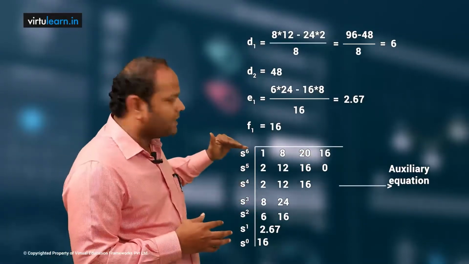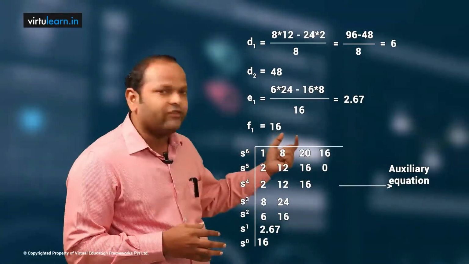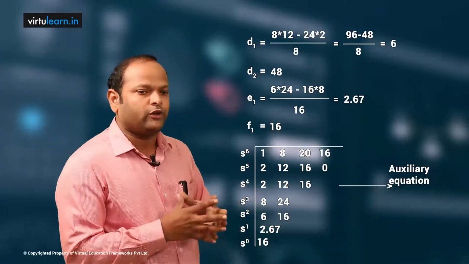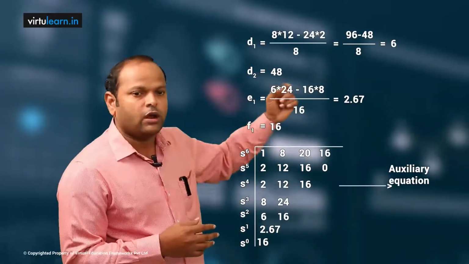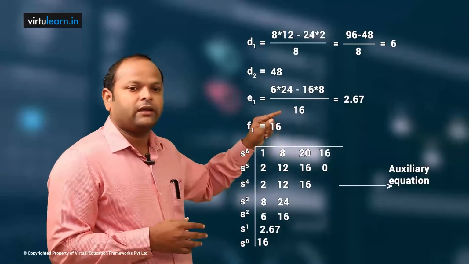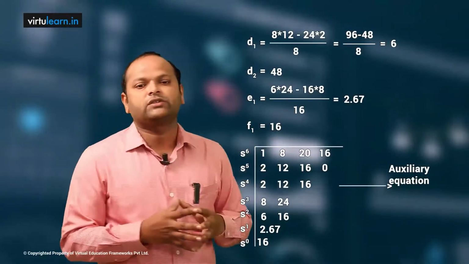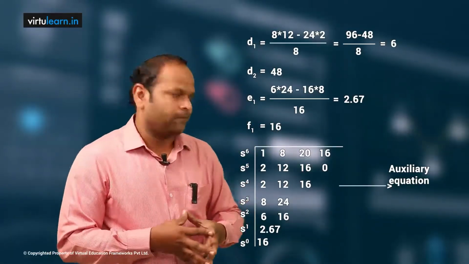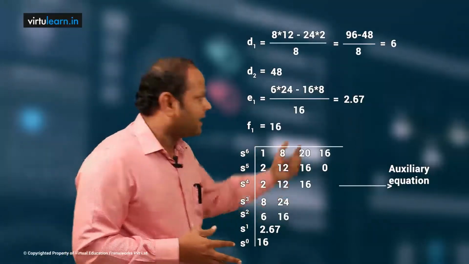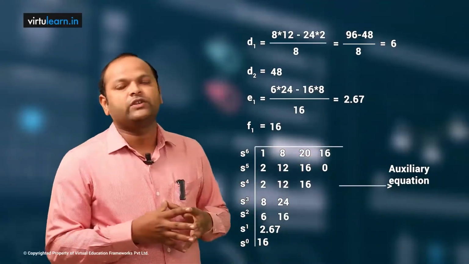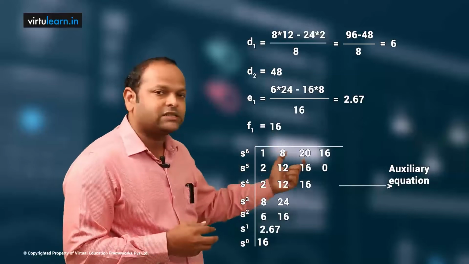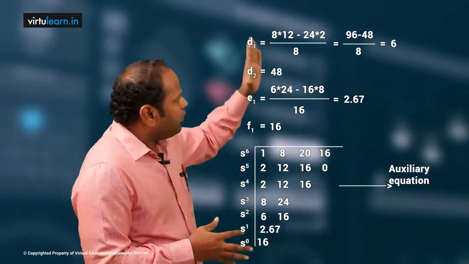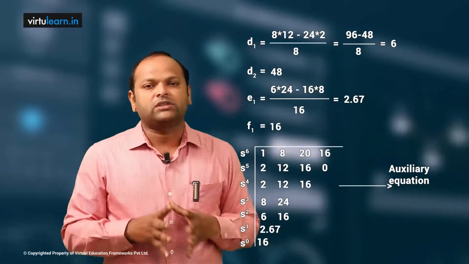Then what will be the next element? S power 1. So we have an even element. To find it, we know that 6 into 24 minus 16 into 8, divided by 6. So it gives us 2.67. Then what is the last element? Again I can take it directly from D2, which is F1 is 16. Now we have all the elements, we completed the Routh array.